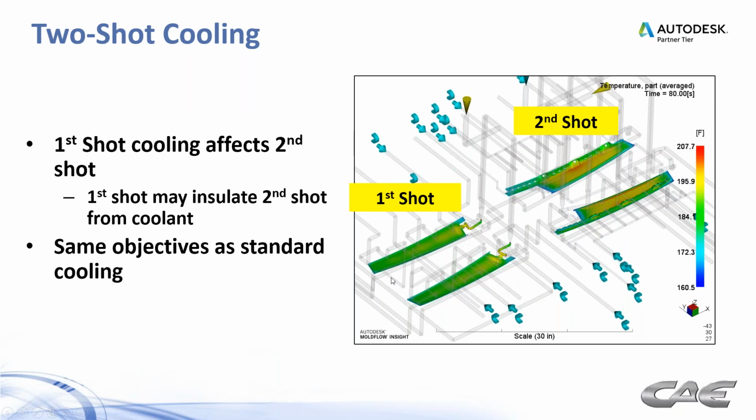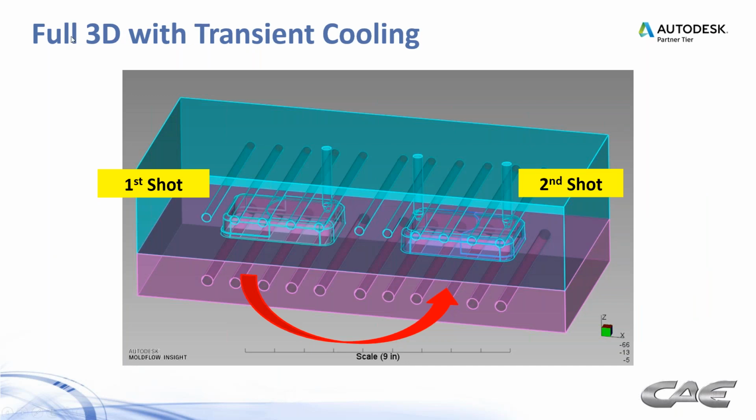We also have two-shot cooling. This isn't something we used to be able to do in the past. We used to have to kind of make some assumptions and model the first shot as what we would call a part insert, but now we can actually use a transient analysis to do two-shot cooling. So this is where the temperatures of the first shot cooling analysis would actually affect the second shot. But again, same objectives as standard cooling. You still want uniformity, you still want efficiency, but now we have the ability to marry the parts together in simulation. So we do a full 3D analysis with transient cooling.